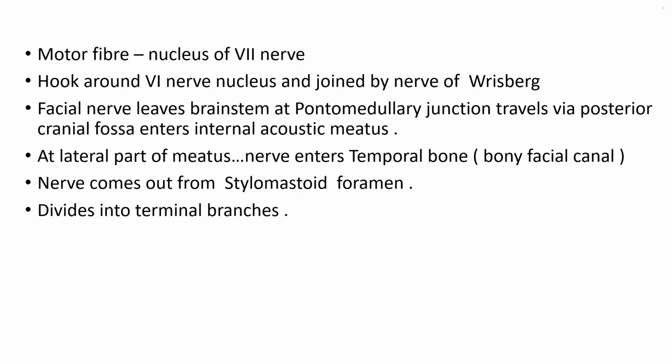So our facial nerve has got two fibers, motor fibers and sensory fibers. The motor fiber originates from the nucleus of the seventh nerve. What is the seventh nerve? That is the facial nerve. Now this motor fiber goes and hooks around the nucleus of the sixth nerve, that is the abducent nerve, and it is joined by the sensory division, that is also known as the nerve of Wrisberg. So the nerve of Wrisberg is the sensory division, and the motor division arises from the nucleus of the seventh nerve.